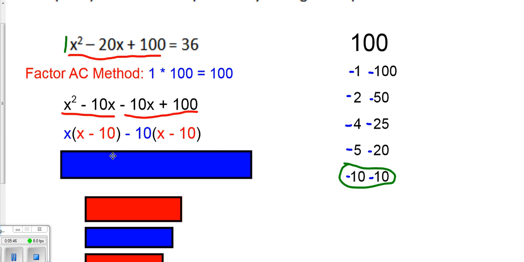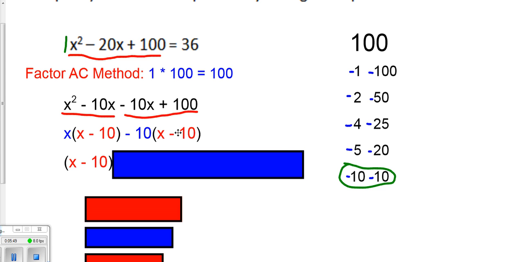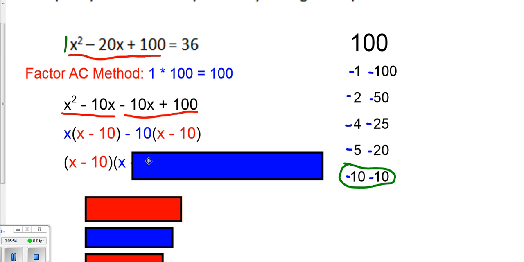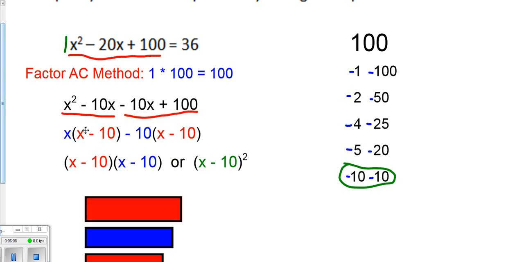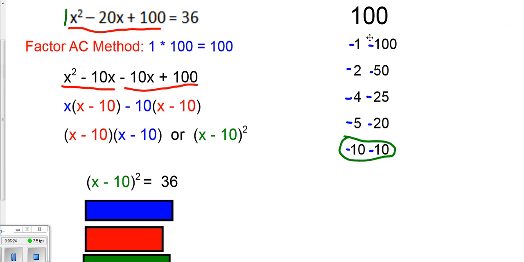Now x minus 10 in red happens twice here and here. In this case it was multiplied by x right there. In this case it was multiplied by negative 10 right there. So when we factor this piece out, it's x minus 10 times x minus 10, or we can simply call it x minus 10 squared. So this whole expression, that was this left side, is x minus 10 squared equals 36. We are asked to solve by taking the square root of each side.